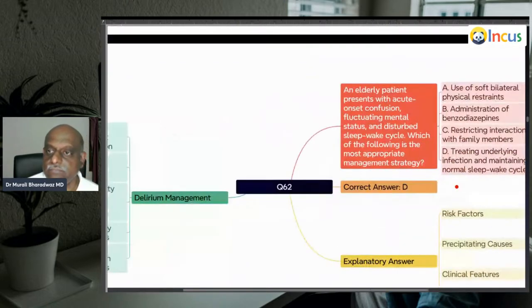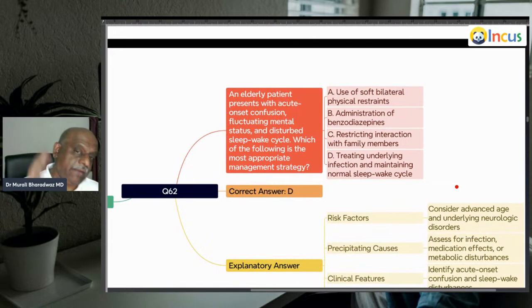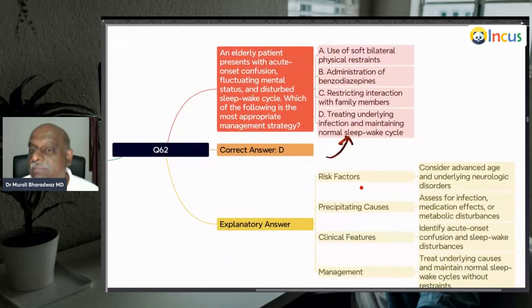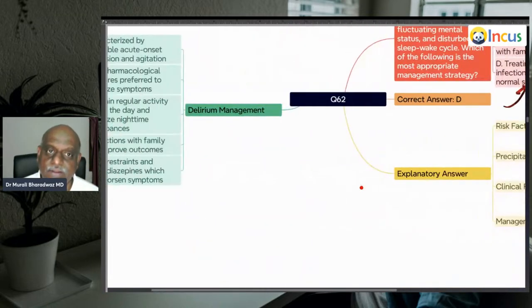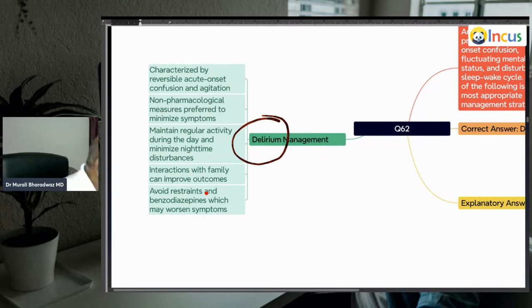Now, an elderly patient presents with acute onset of confusion, fluctuating mental status, disturbed sleep-wake cycle. What is a very important part of the management? Treat the underlying infection and maintain normal sleep-wake cycle. So you should remember delirium. So what is the meaning of delirium? There is an altered sleep-wake cycle.